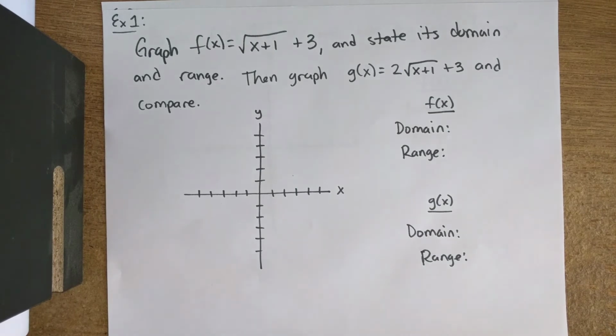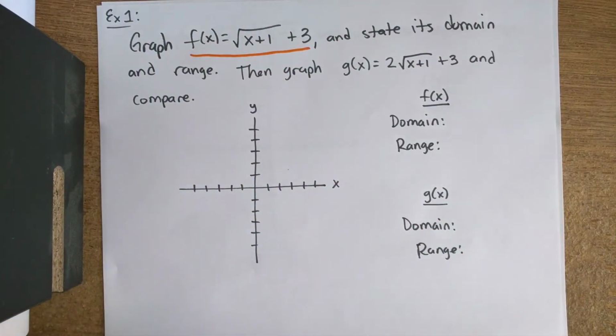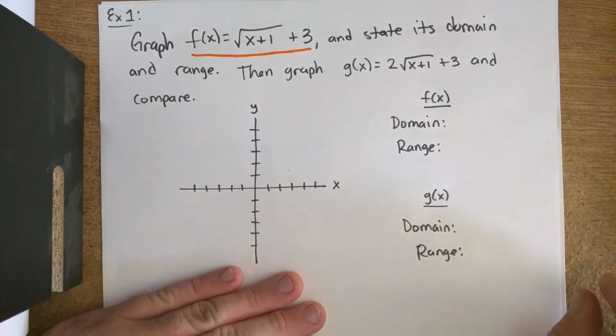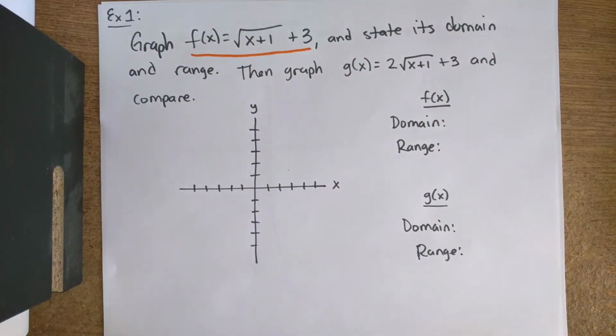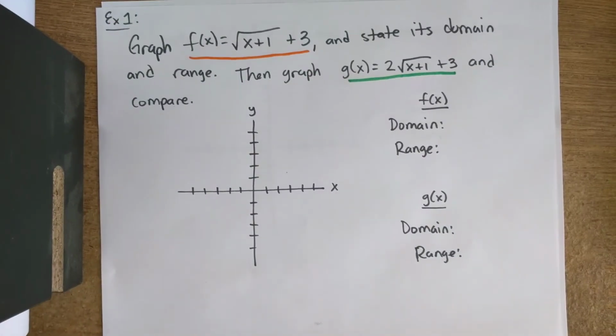Okay. What I'll do is I'm going to kind of color code this. For f of x, we're going to do it all in orange. Let's see if orange shows up nicely on here. Oh yeah, it does. Okay. Any work for f of x in orange, and for g of x, we're going to do it in green. Okay? So let's start off with f of x.